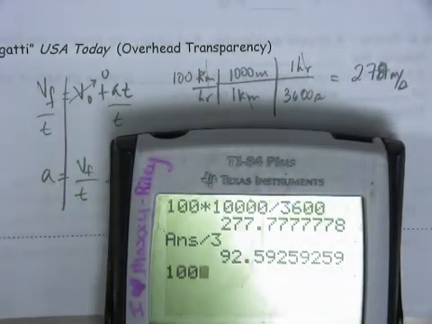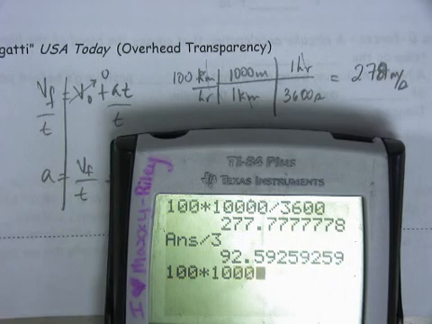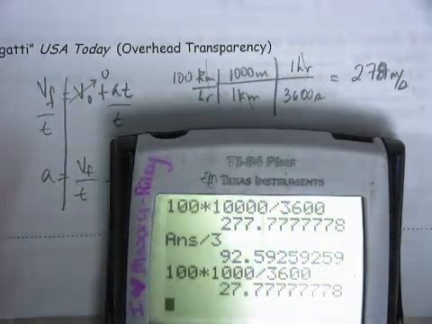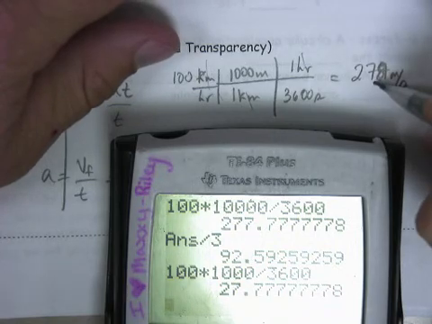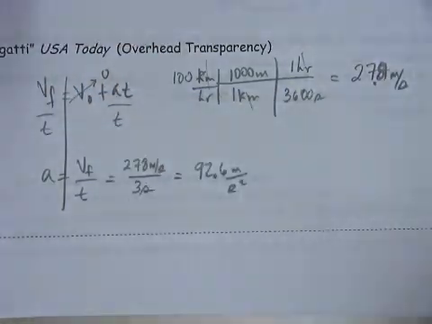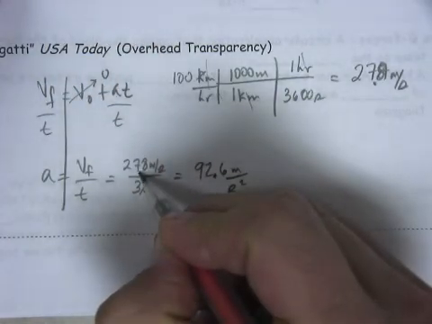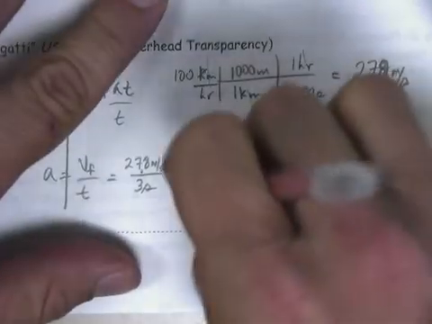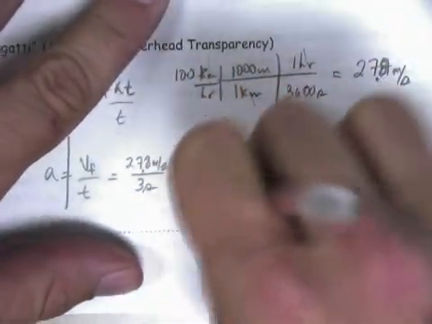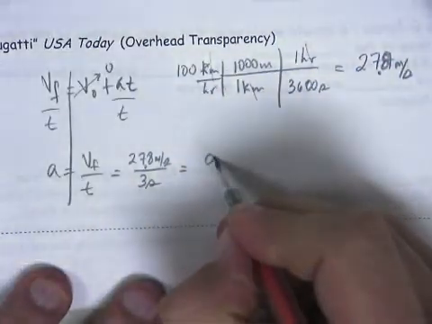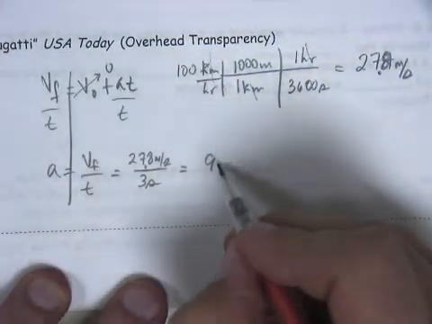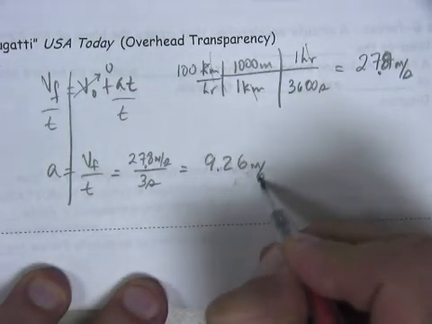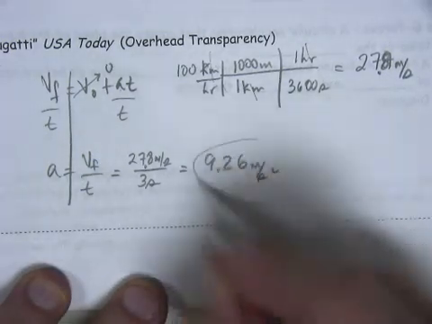All right, so 100 times 1,000 divided by 3,600. And there it is. So it's going to be 27.8 meters per second. Something wasn't right there. So this will be 27.8, and then this will be, that looks more reasonable, which is kind of a good lesson for us. So it's going to be about 9.26 meters per second squared, which is a good lesson for us.